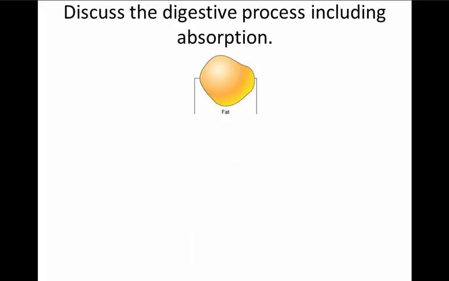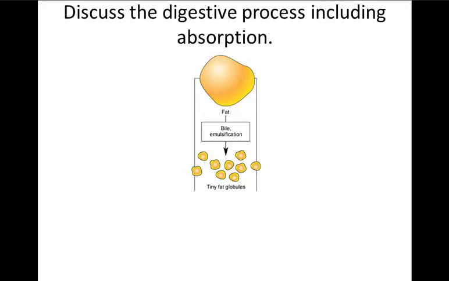Here's a big glob of fat. As we mentioned earlier, fat is not dissolvable within water. And so the first process that we have is the release of bile from the liver that causes emulsification. Emulsification is that process that we mentioned earlier where the fat is actually broken down into smaller bits due to the bile and allows those bits to actually dissolve in water. The liver produces it, as we mentioned earlier. The gallbladder releases it.